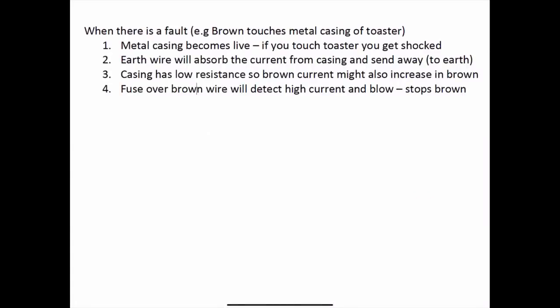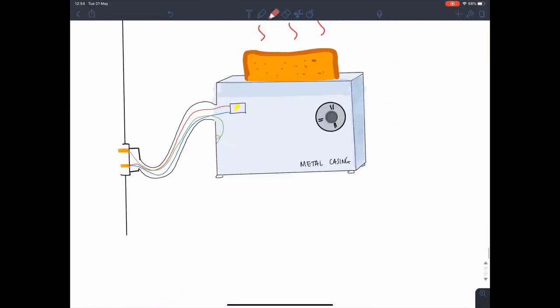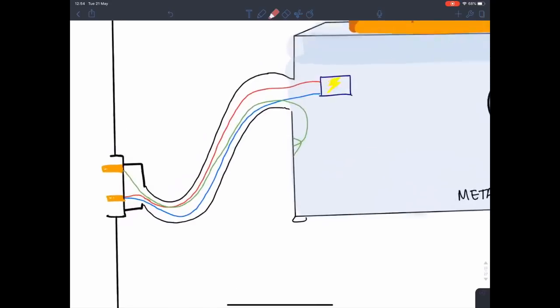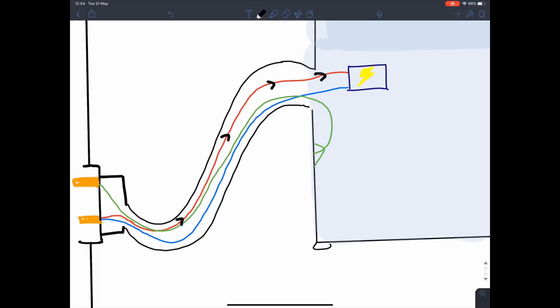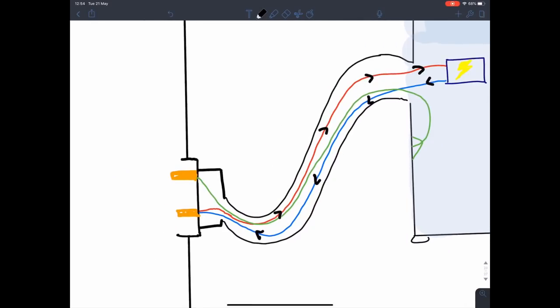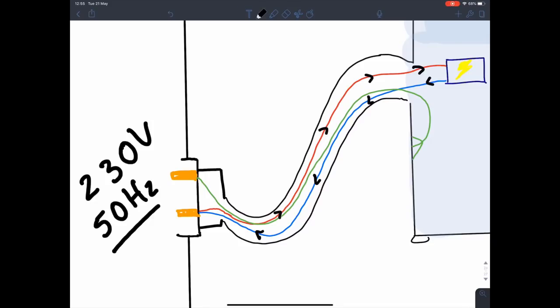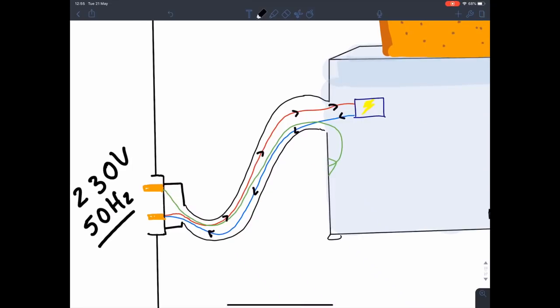Okay, so we'll talk about how a plug works to save you. So imagine here, we've got a toaster. Now, the brown wire brings current in. So it brings current in to the machine. And then the blue wire or the neutral wire takes current out. So live brings in and neutral brings out. By the way, the amount of current or voltage entering is 230 volts and 50 hertz. So make sure you remember these two numbers for the brown wire. Remember, blue and green are neutral. They're zero. Everything's zero. Okay, so brown or live brings in and blue or neutral takes out.